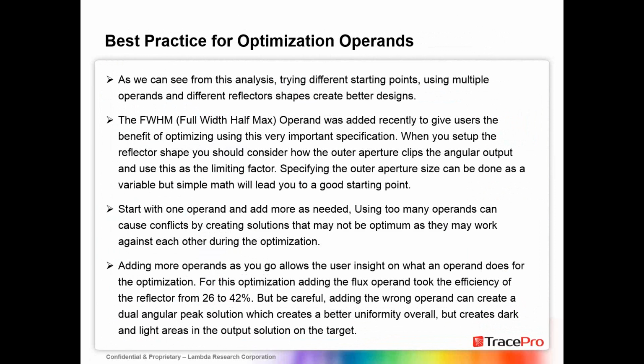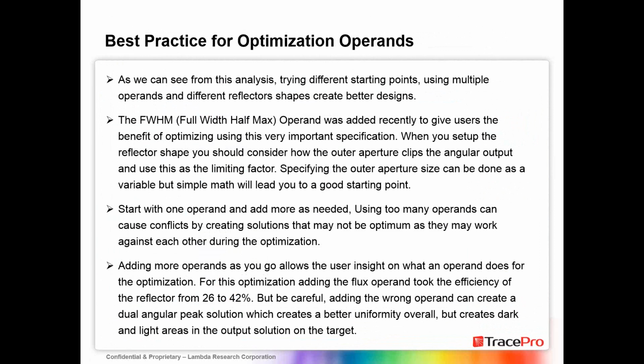Specifying the outer aperture size can be done as a variable, but simple math will lead you to a good starting point. Start with one operand and add more as needed. Using too many operands can cause conflicts by creating solutions that may not be optimum as they work against each other during the optimization. Adding more operands as you go gives the user insight into what an operand does for the optimization. For this optimization, adding the flux operand took the efficiency of the reflector from 26 to 42%.